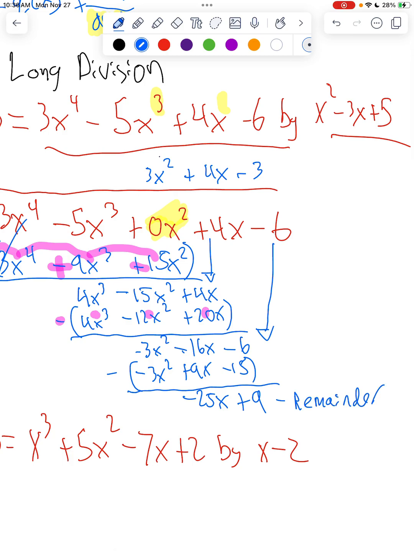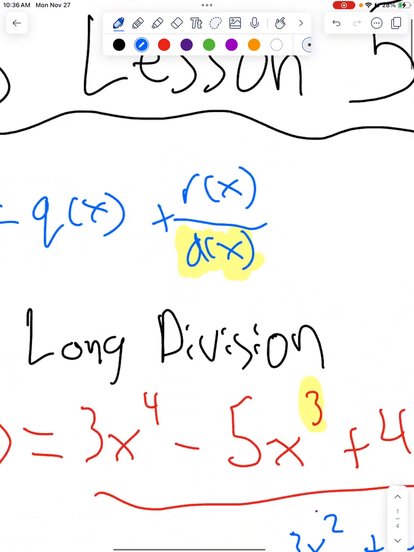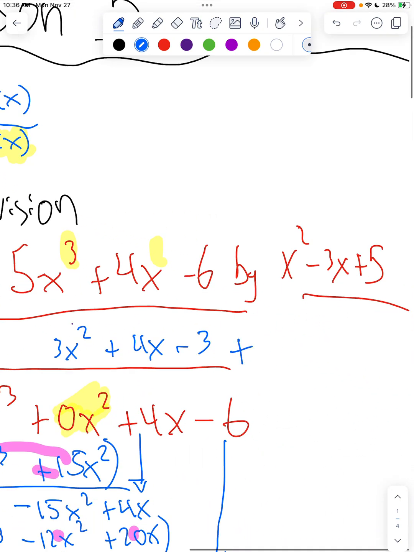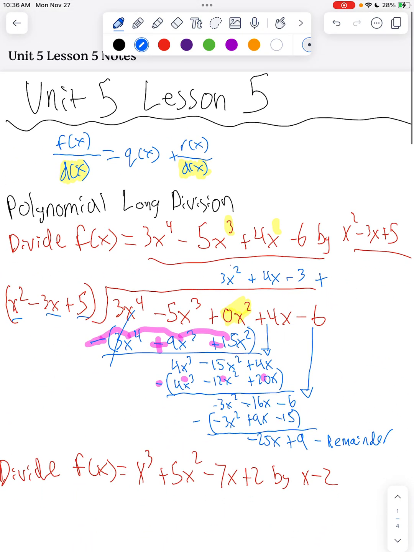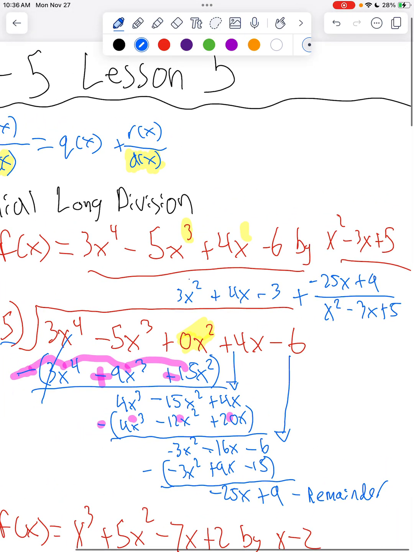But like we talked about at the beginning, I've got to write my remainder as a fraction over what we divided by. So that would be my final answer: 3x squared plus 4x minus 3, with a remainder of negative 25x plus 9 divided by x squared minus 3x plus 5.